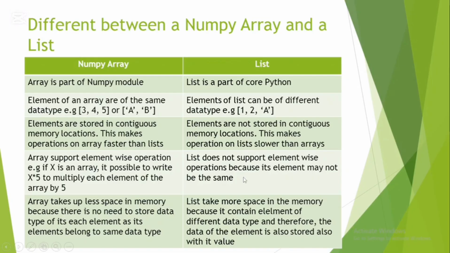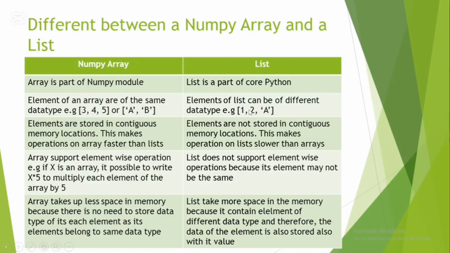Now, arrays take up less space in memory because there is no need to store the data type of each element, as each element belongs to the same data type. So a NumPy array only needs to store the data type of the array once. If it's an integer, it stores it as an integer, or a string, and by default it knows that all the elements there are strings or all are integers. But coming to a list, where we have 1, 2, and a, it has to store that index 0, which is 1, is an integer, index 1, which is 2, is an integer, while index 2, which is a, is a string.